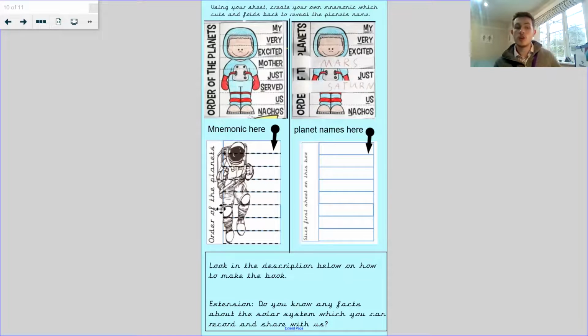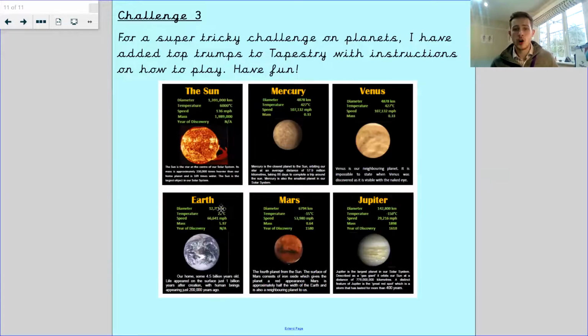Now, for those children that do know this and are aware of what the planets are, and will very quickly make this book and know what you're doing, I've got a second extension for you. For a super tricky challenge on planets, I've added some top trumps to Tapestry with instructions on how to play. There's one Tapestry post that's got lots of different pages, and you can use them. You can zoom in and you can make your own. It's got all of the planets, and it's got the sun, and it's also got some really big moons that are part of the orbit of some of the planets.